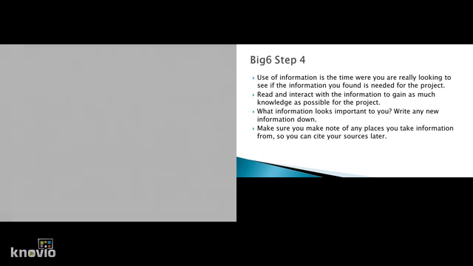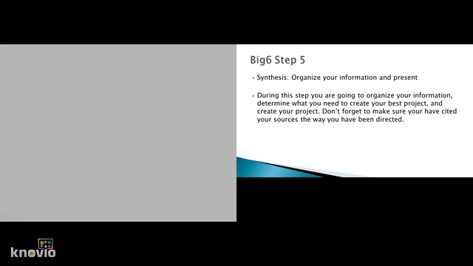Step 5 in the Big 6 research model is to synthesize your information. We want to organize it and then figure out the best way to present it, which is what you did in step 1. During the step, you're going to organize your information and determine what you need to create your best project and then actually create your project. Don't forget to make sure that you have cited your sources the way that you have been asked.